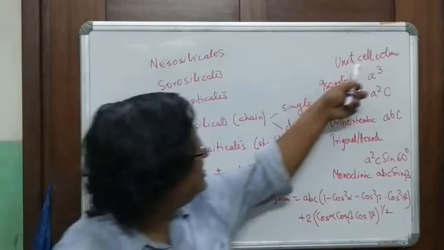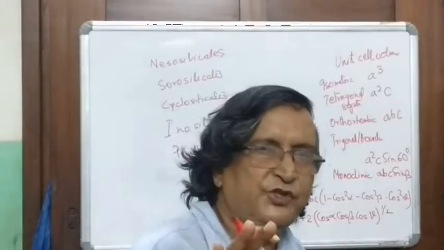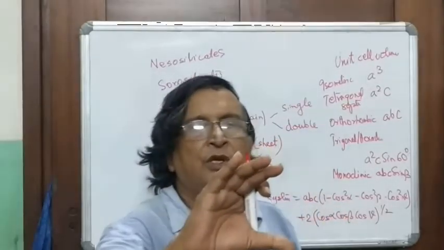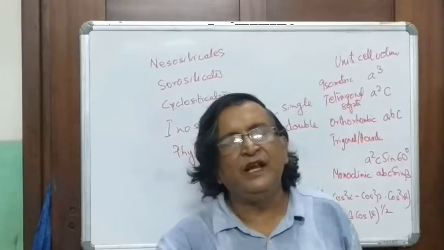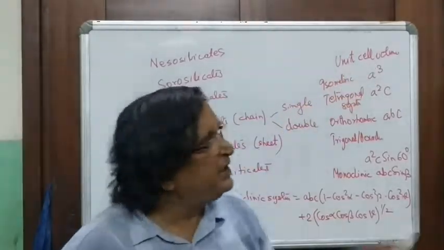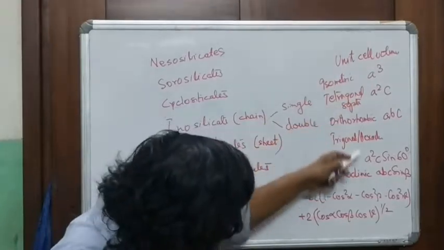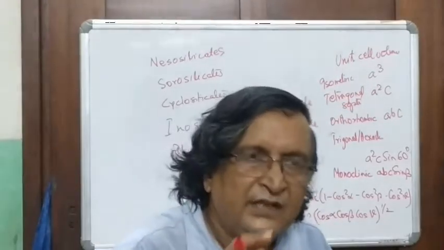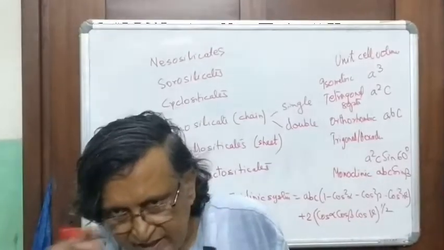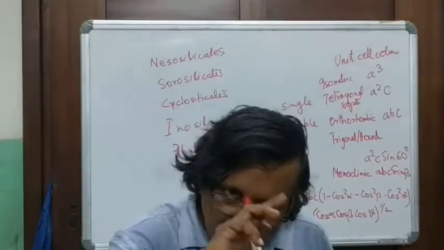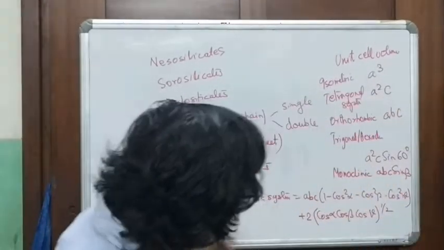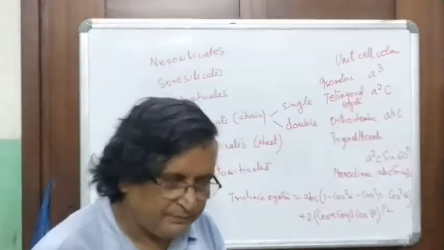And then you have the unit cell volume, which is essentially the volume of the smallest unit which can be translated, and you will get the whole mineral structure, and that is called the unit cell. And the unit cell volumes are calculated as I have given here from the lengths of the crystallographic axes A, B, C or A1, A2, A3, and the interaxial angles, which are alpha, beta, gamma. So the unit cell volumes can be found out.